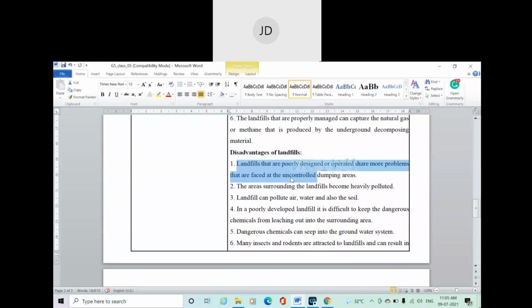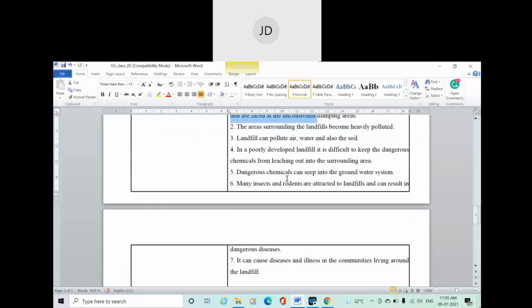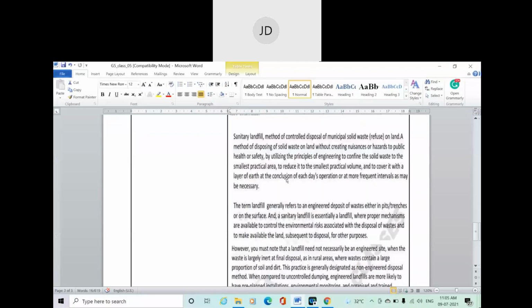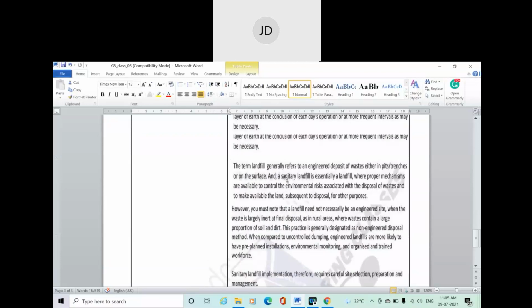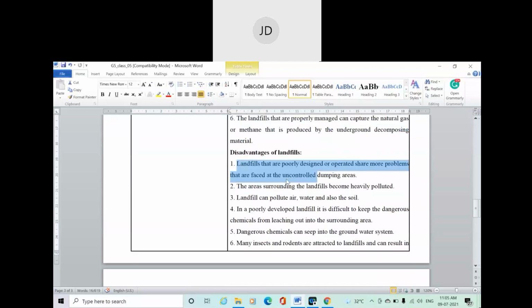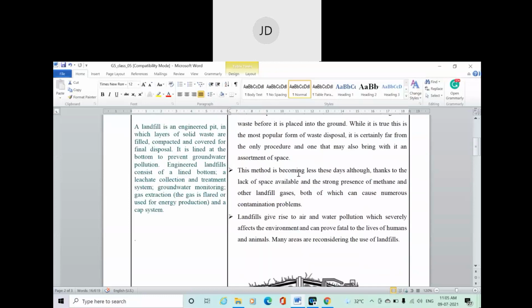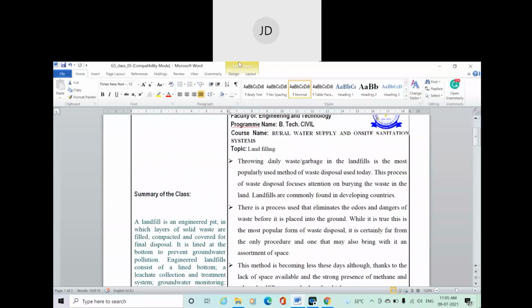Anyway, this is all about today's class. We have discussed landfill, and some other discussion is also given here. You just go through it by yourself by reading. This is a summary of the landfill that we have discussed today. Okay, fine, so this is all about today's class.